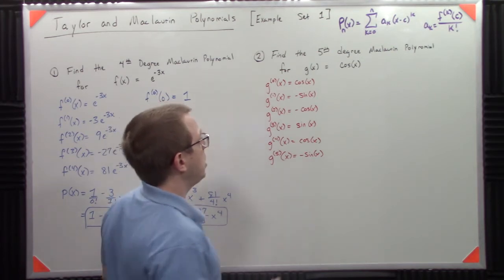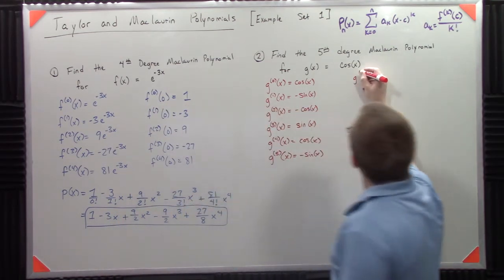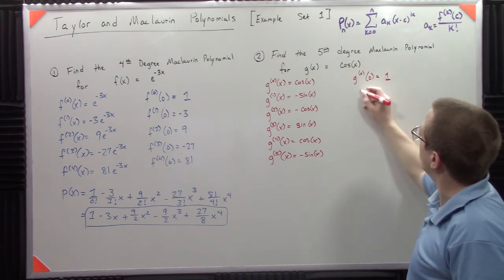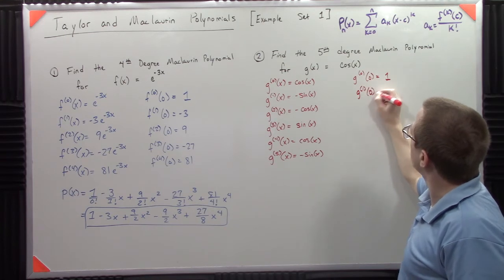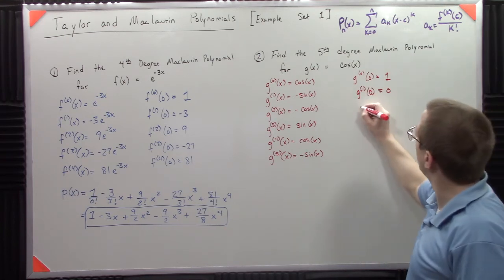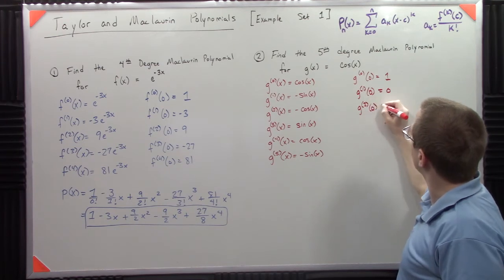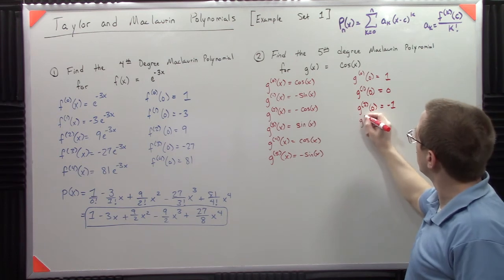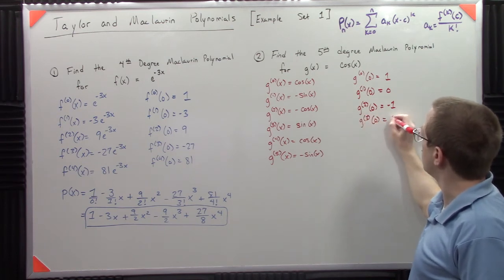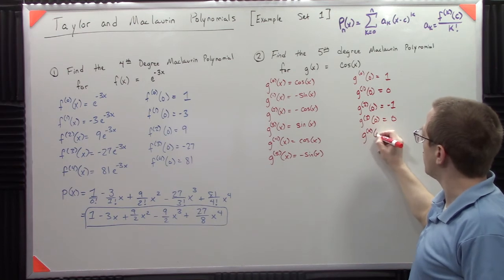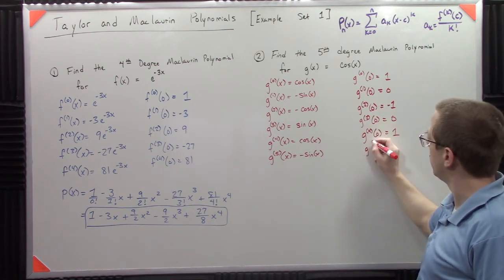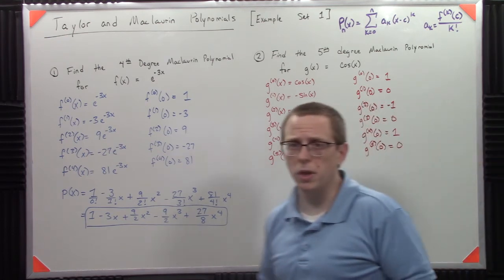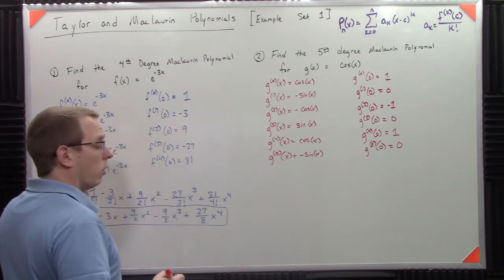Now, for the evaluation at c equals 0: cosine of 0 is 1. Sine of 0 is 0. Cosine of 0 is 1, so that's a negative 1. Sine of 0 is 0. Cosine of 0 is 1. Sine of 0 is 0, right? Simple enough. So then we can construct our Taylor polynomial, or our Maclaurin polynomial.